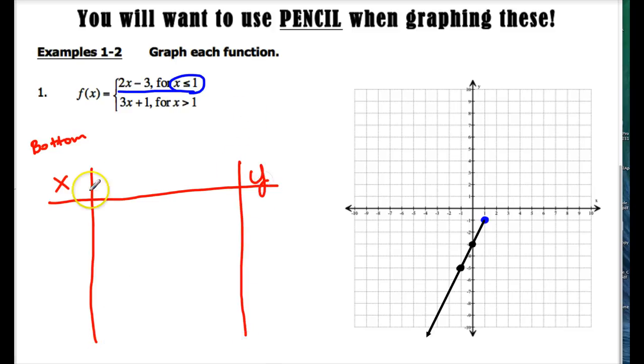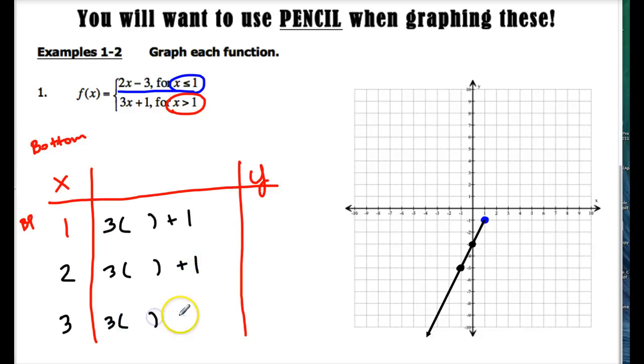Okay, so again, I'm going to start with my boundary point. My boundary point is, again, 1. That's where I'm going to start. But this time I'm going to pick values that are larger than 1 because it says x has to be greater than 1. So I'm going to pick 2 and 3 to plug into my function. This time my function is 3x plus 1. So that'll be the rule I use for these x values.